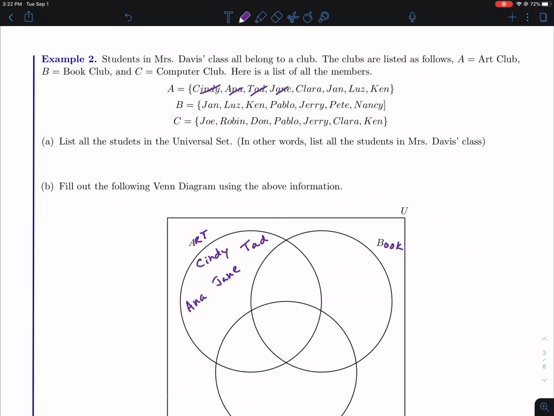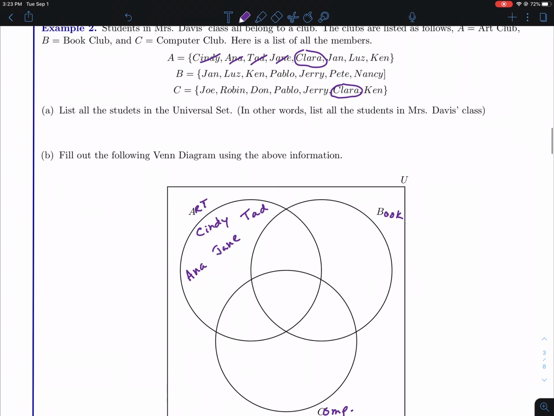Let's see, now Clara, it appears that Clara is in both the art club and the computer club. So we want to put her where both A and C intersect, but not the B part because she's not in B. So that means Clara is going to go over here. And that takes care of Clara from our list.